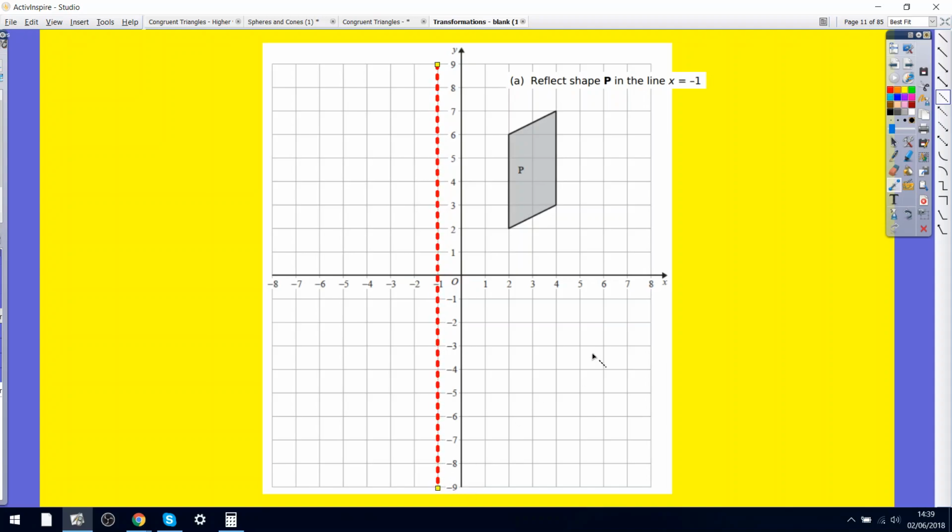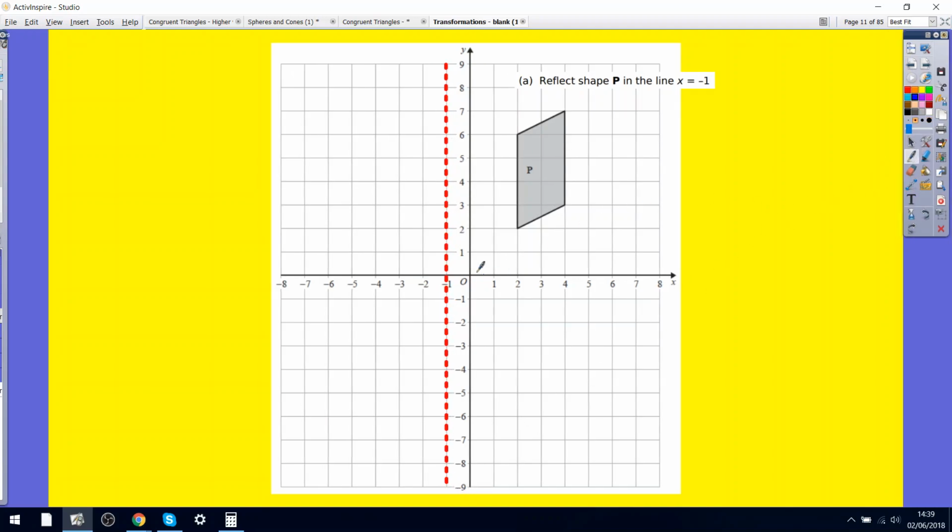-1 on the x-axis. And so all the x coordinates there are -1, -1, 0, -1, 1, -1, 2. And so that's the line x equals -1. Okay, reflect the shape in that.